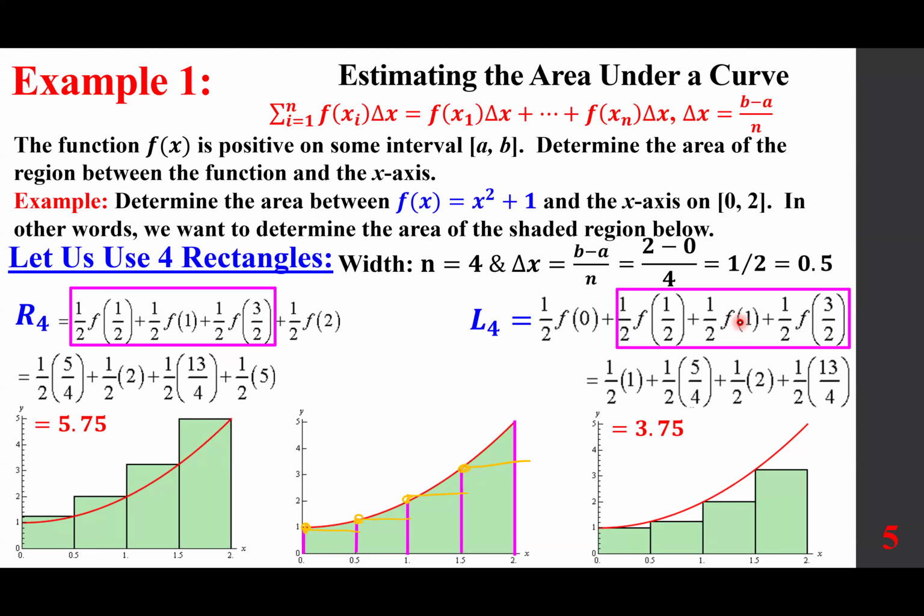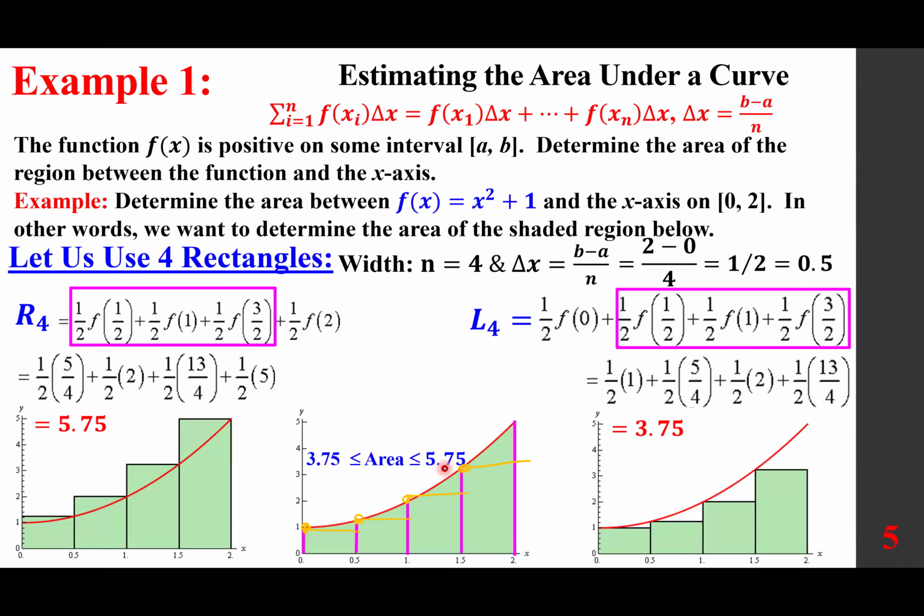So what is the area? Somewhere between the two. The area is between 3.75 and 5.75. As you can see, the difference between the two is 2. That's fairly large. But that gives you an approximation, and that's the idea behind this methodology.